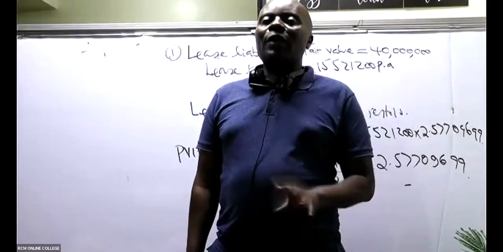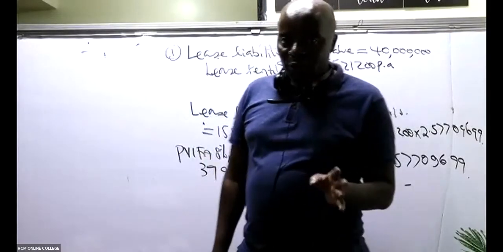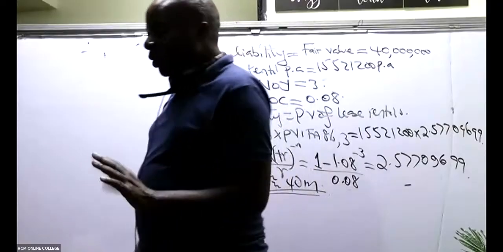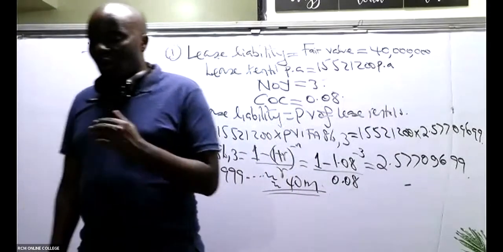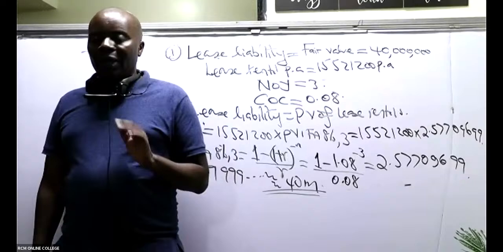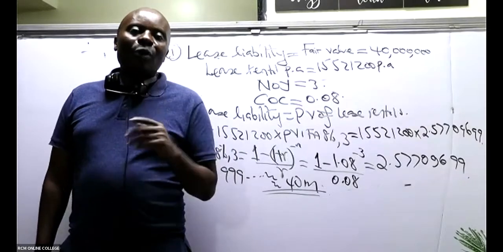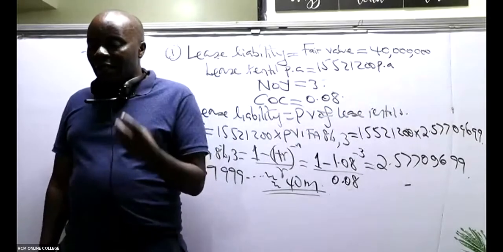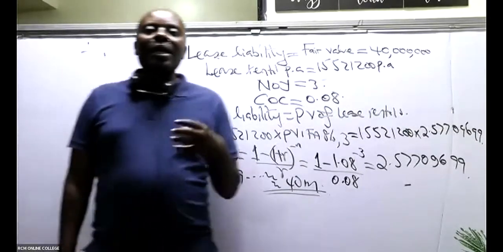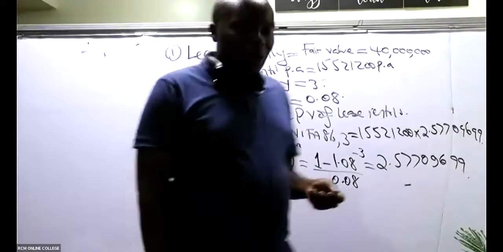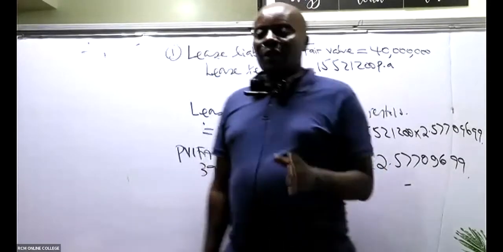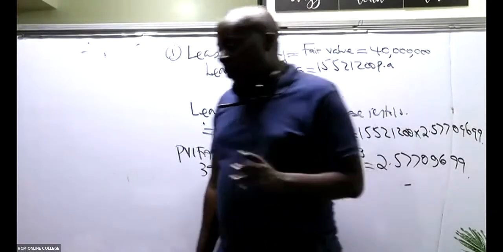So we shall take that value to be 40 million. In total, as we enter into this house, we owe the landlord 40 million, but you're not going to pay him at once. We're going to give him this money gradually. It could be on a monthly basis or on a quarterly basis.